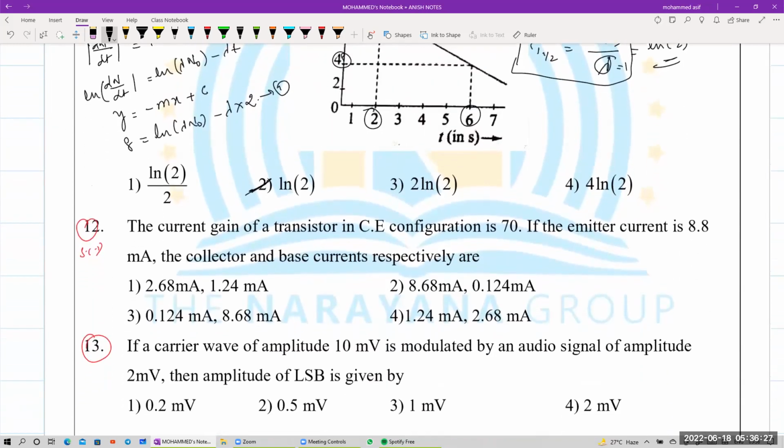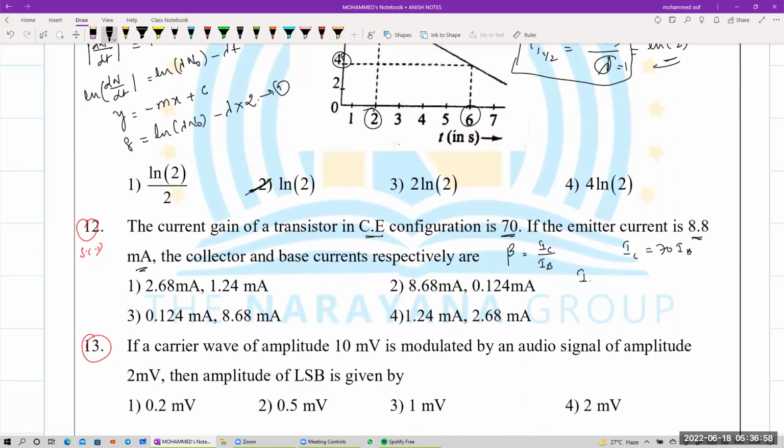Question number 12. The current gain of a transistor in the common emitter configuration is 70. If the emitter current is 8.8 milliamperes, what are the collector and base currents respectively? This is what type of configuration? Common emitter configuration. So beta equals output current divided by input current. Output current will be the collector current, input current will be the base current. The problem gives the current gain, that means IC is equal to 70 times the base current.